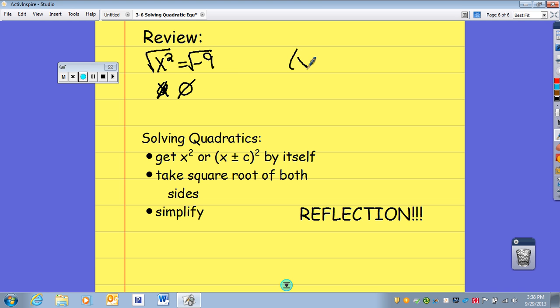Same thing if you had a problem like x minus 3, the quantity squared, equals negative 10, and we were to take the square root of both sides to solve. Since we're working right now in the real number system, we would have no solution. So, when we're solving quadratics, be sure to get the x squared or the quantity x squared by itself, then take the square root of both sides, and then finish simplifying.